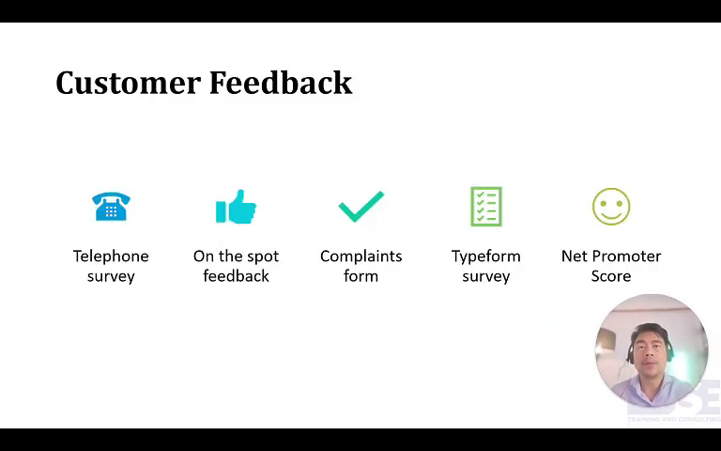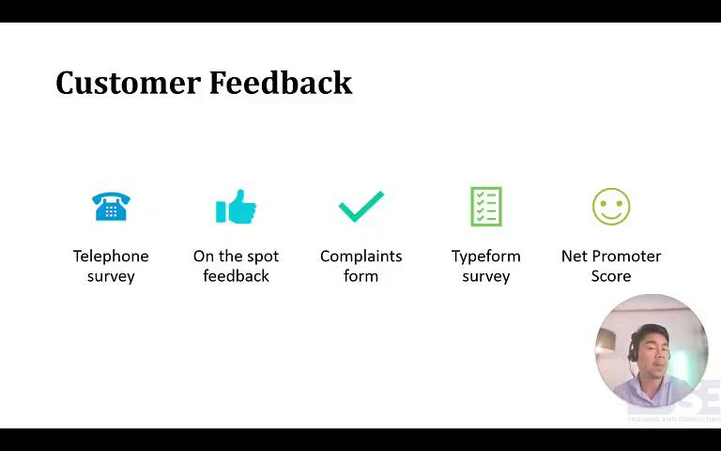This slide talks about customer feedback. You need customer feedback to identify what projects you would want to initiate, or which of your processes you need to improve. There are several ways you can get customer feedback. The first one is you can conduct a telephone survey. Number 2, you can have on-the-spot feedback, so there's an interaction with your customer. You can ask immediately for that feedback on the product or service that you have provided.